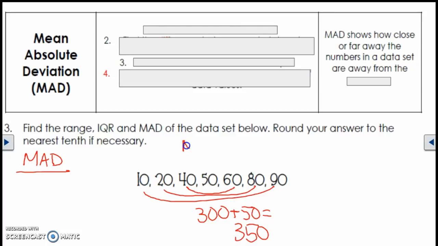Don't forget, we're trying to find the mean first. So to find the mean, we're going to take 1, 2, 3, 4, 5, 6, 7. We're going to divide 350 by the 7 pieces of data. So the mean is 50.